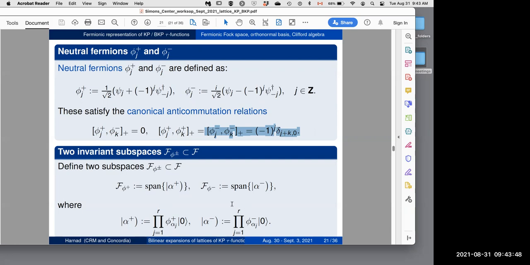So we define two spaces. We'll need actually both of these. The plus space and the minus space, which are both subspaces of the fermionic Fock space, invariant under the respective groups that are generated by these plus and minus operators. So here we use a refined basis, the plus basis, consisting of the vacuum.